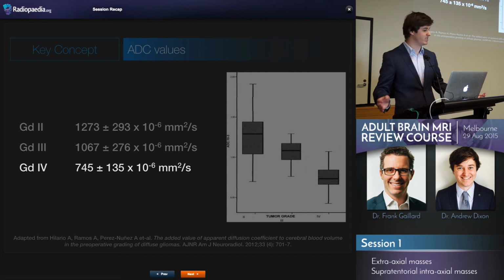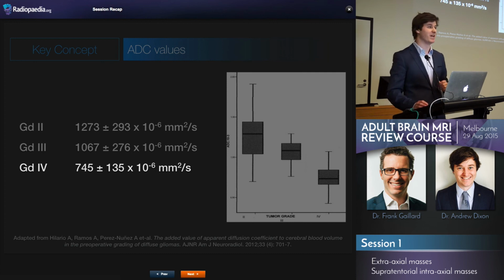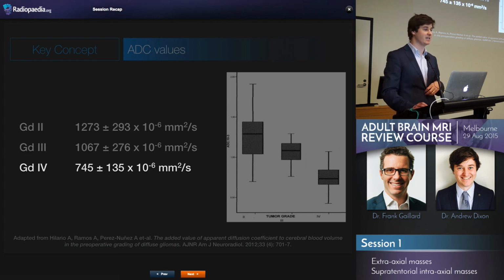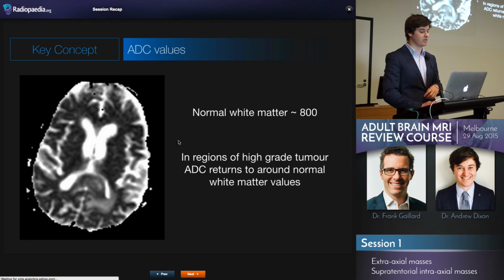If there's one number to remember today, it's 745 plus or minus 135. No, you don't need to remember that number, but I think the concept of higher grade portions within a tumour having reduced ADC is worth knowing. And I think the rough idea that if the tumour ADC value is returning down to that of the normal white matter, which is around 800 in terms of its ADC value, if you're seeing regions of tumour that's returned towards white matter levels of ADC, then that's probably going to be high-grade tumour, and it can help direct the treatment in terms of biopsy.